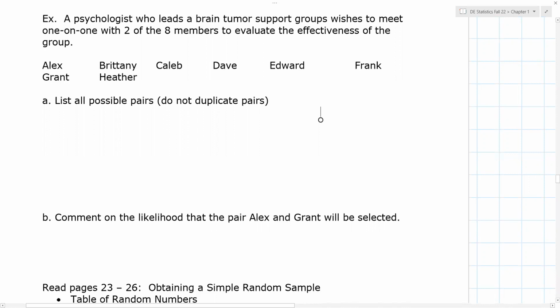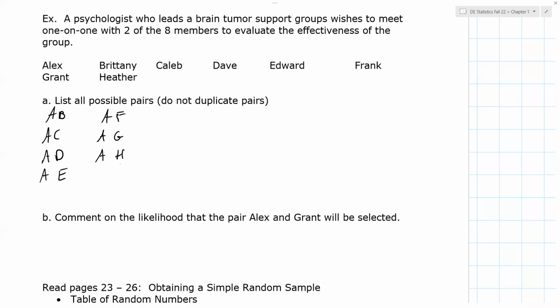All right, so first, coming up with a list of all possibilities. If you notice, these names were chosen for a very good reason, and that is that they're in alphabetical order. So I'm going to use the first initial to represent each person, so I don't have to do quite as much writing. The first group could be Alex and Brittany. Then Alex and Caleb, Alex and Dave, Alex and Edward, Alex and Frank, Alex and Grant, Alex and Heather. So there's 7 possible groups.